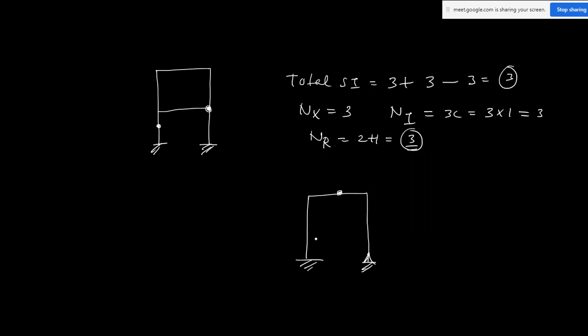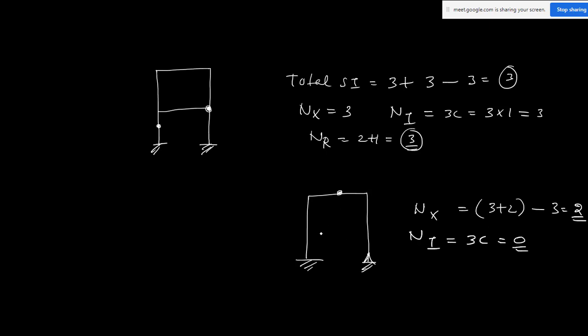So what is the answer for this one? 3. It is also 3. Nx is... No, 3, 1, plus 2 minus 3. 1. Sir, 1. Okay, 2, and Ni is 3 into C. What is the value of C? 0.